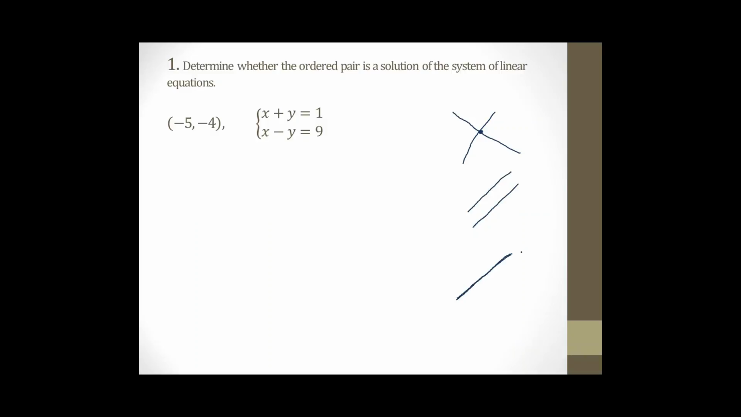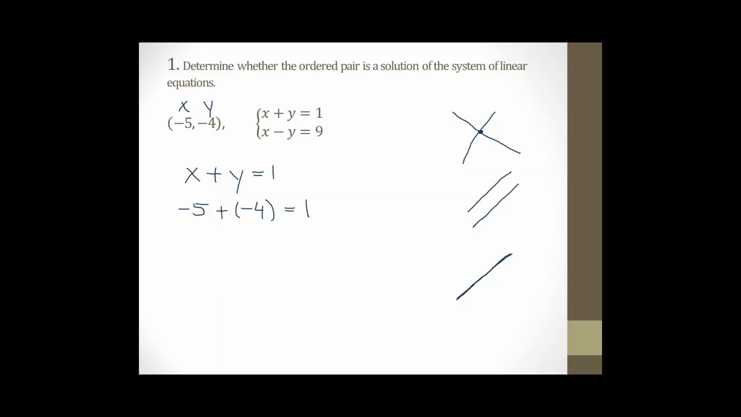If you are given a point, you find out if it is a solution by plugging that point into the first equation and then the other equation, and seeing if you get a true statement. So when you have a point, this will be your x value and this your y value. We take the first equation, which is x plus y equals 1, and we are just going to plug in these coordinates. So starting with -5, and then plus, for y we have -4, which is equal to 1.